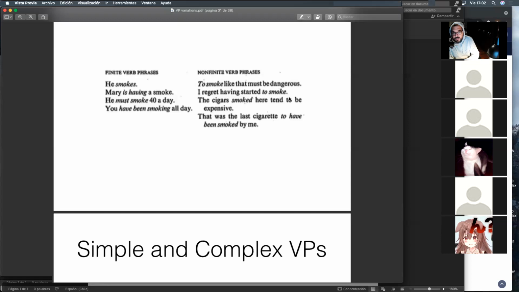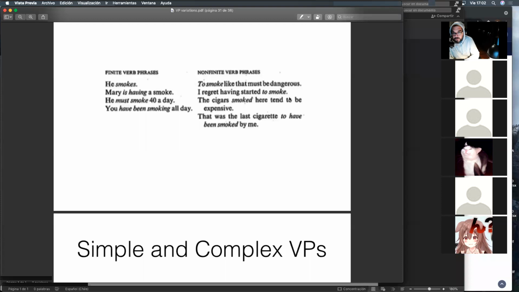How do I know that? Because of the presence of the first auxiliary verb with a tense, Z2. He must smoke 40 a day. Must smoke is a finite verb phrase because of the presence of a modal verb. You have been smoking all day is finite because of the presence of the base form in the present simple, in the present, right? Have.